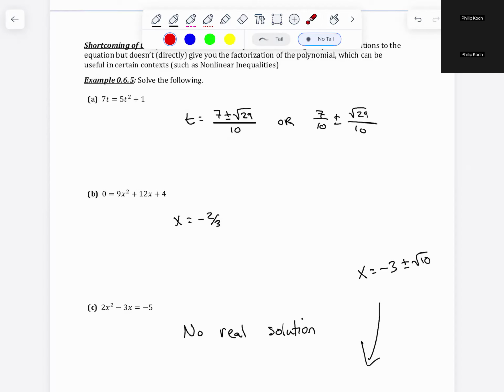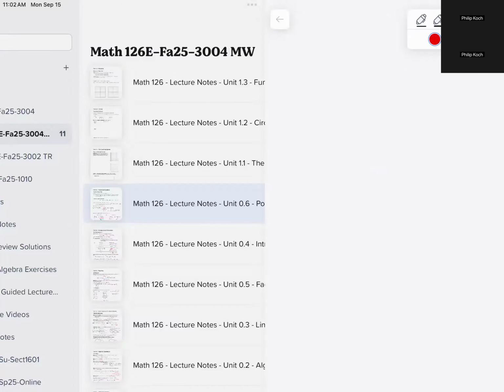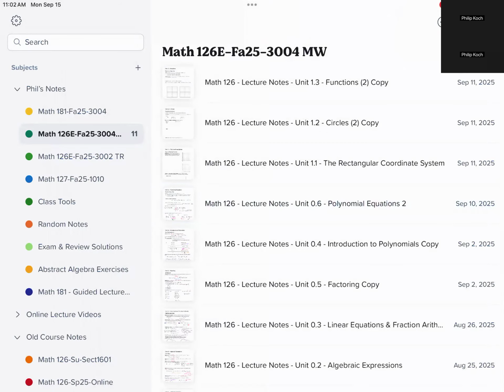Okay, so that is the end of unit 0 material for exam 0. Exam 0 is on Wednesday, has about 4 to 6 pages. All free response problems. There's no multiple choice. There's no fill in the blank. That's not how I do my exams.